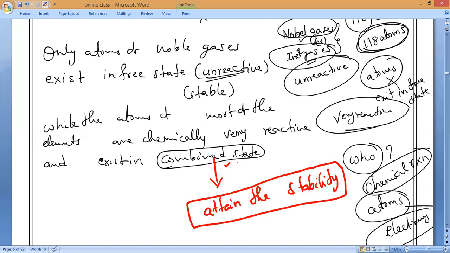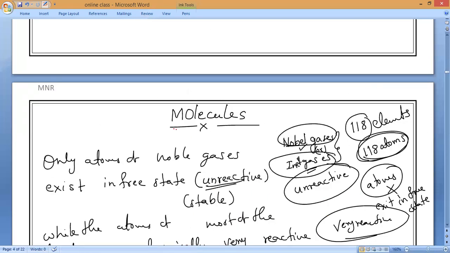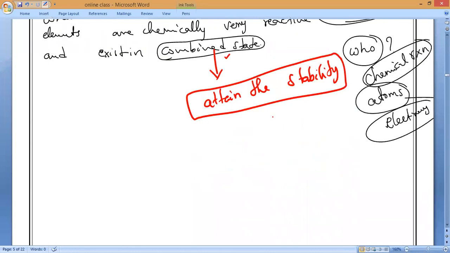If two different atoms combine together with the help of a chemical bond to attain stability for themselves, that is called a what? Two different atoms combined together through a chemical bond to become stable in nature. That is called a molecule. Always remember, the atoms join together with the help of a bond called a chemical bond. All of you should remember that.